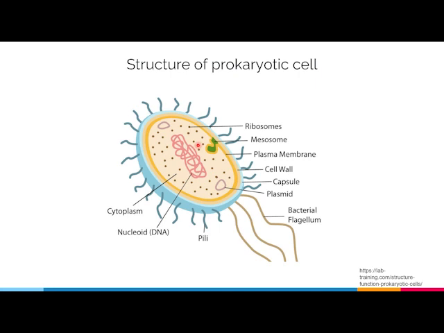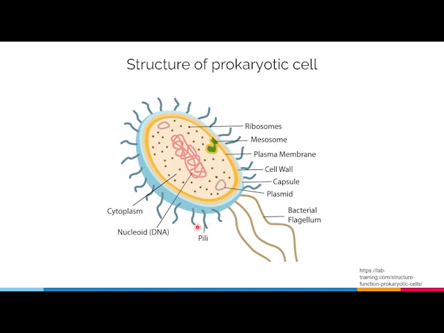So the dotted structures are the ribosomes. Plasma membrane is the internal structure right here. Cell wall is the external structure. Capsule can be the outer layer that a prokaryotic cell has. Plasmid is the extrachromosomal circular DNA which can autonomously replicate and can have separate genes that are translated separately as well. These big structures are the bacterial flagella, which help the bacteria to move.